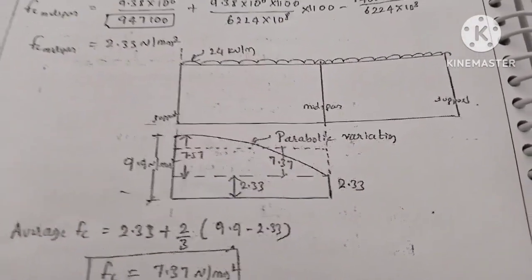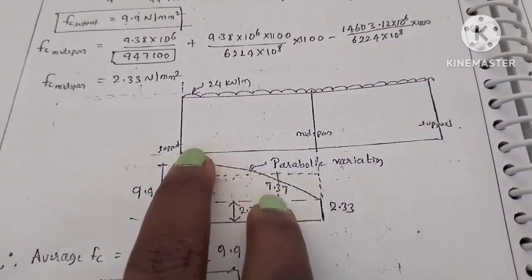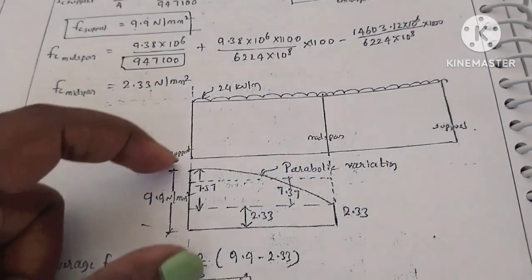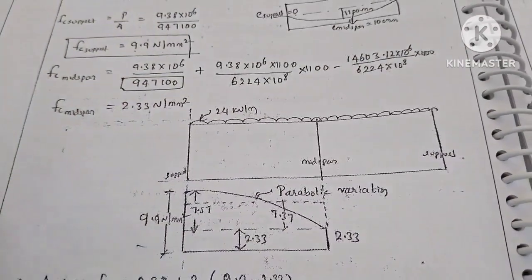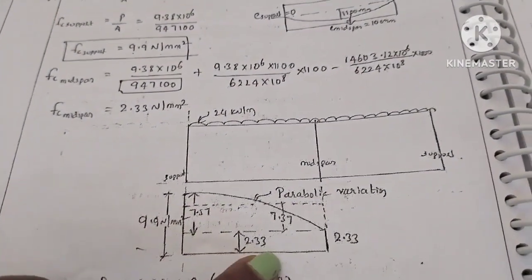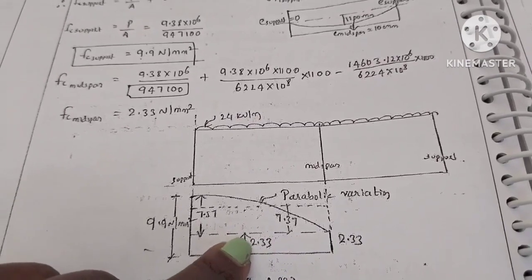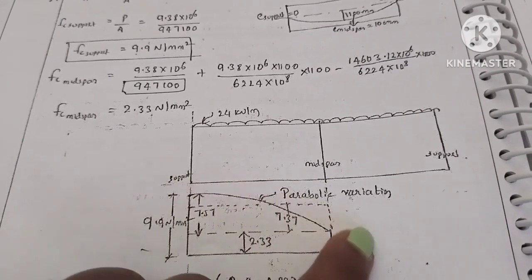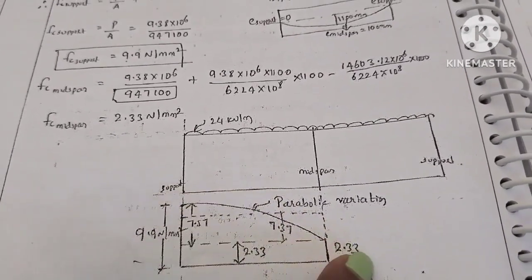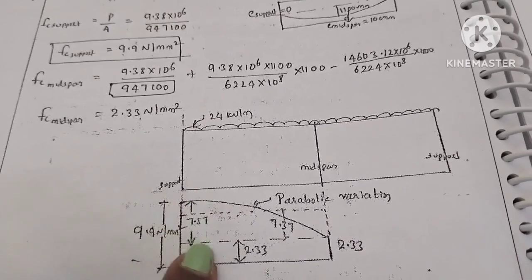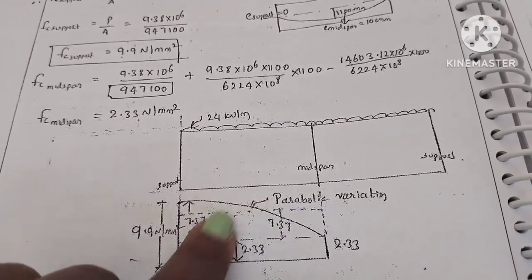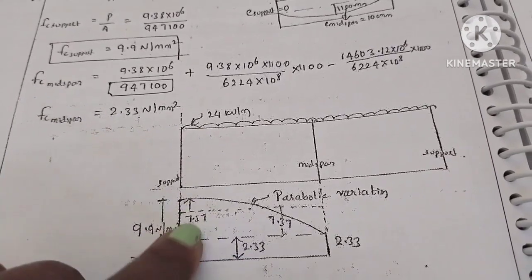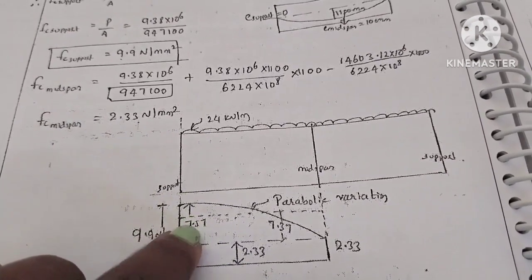So here in a beam structure, at support we got an average stress of 9.9 Newton/mm², and at midspan we have gotten an average stress of 2.33 Newton/mm². We join this from 9.9 to 2.33, and we have to find this difference. Because it's a parabolic variation, 9.9 minus 2.33 is how much? So it is 7.57.